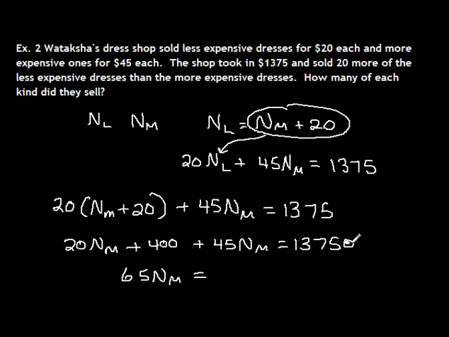Actually, I put an extra zero in there for some reason. Come on, I'll clean that up a little bit for you. There you go. And then if we subtract 400 from that, we get 975. Divide both sides by 65. The number of more expensive dresses equals 15. And if we go back up to this problem, the number of less expensive would be 20 plus 15. So the number of less expensive dresses is 35.